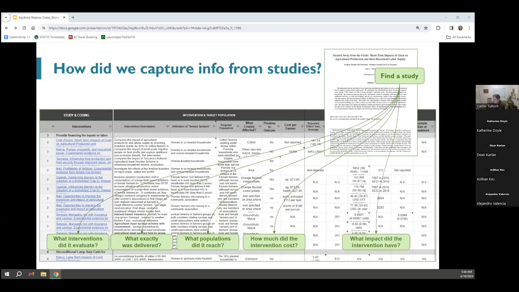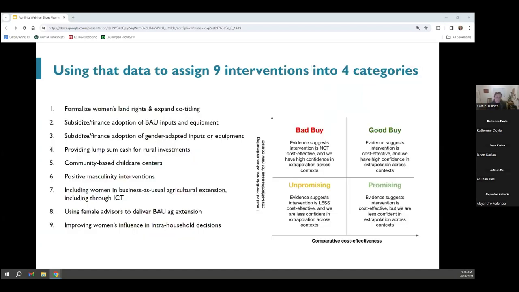effectiveness. And then, of course, pulling in the information on what impact did this intervention have on the outcome measures that I care about. So first step in this process is gathering the studies and coding all of this information that links these interventions to the set of outcomes that we care about. And then we're using that data to assign these 9 interventions into those 4 categories that Dean mentioned earlier.